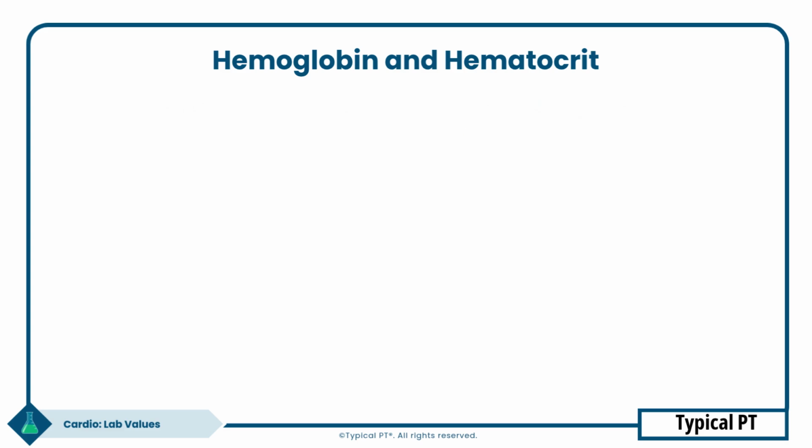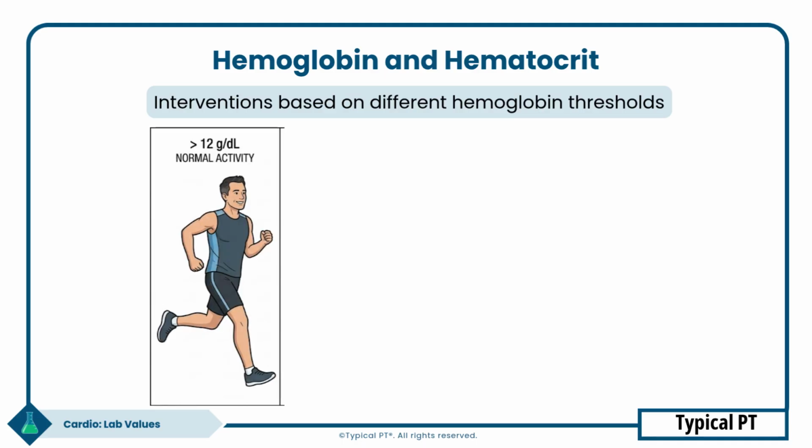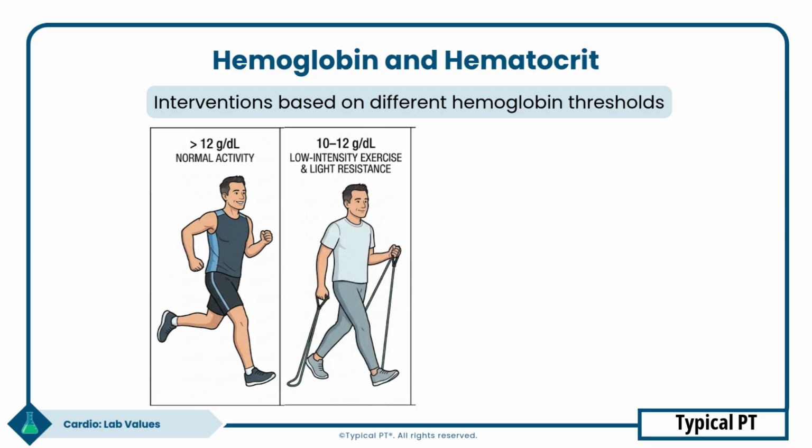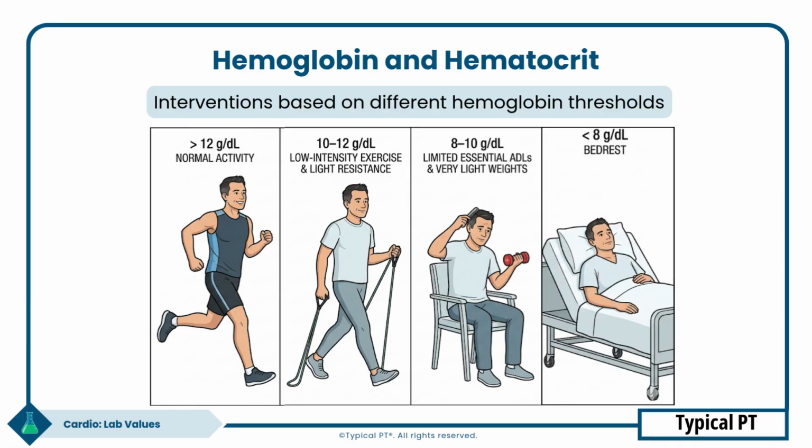Now that we've got that down, let's go over the appropriate interventions for patients at different hemoglobin thresholds. Above 12 grams per deciliter, normal activity progression is appropriate. Between 10 and 12, keep exercise low intensity with light resistance and ambulation. Between 8 and 10, exercise capacity is markedly reduced. Limit the patient to essential ADLs, light weights of 1 to 2 pounds, and avoid aerobic activity. Below 8, no exercise. Many facilities use this as the cutoff for getting out of bed.